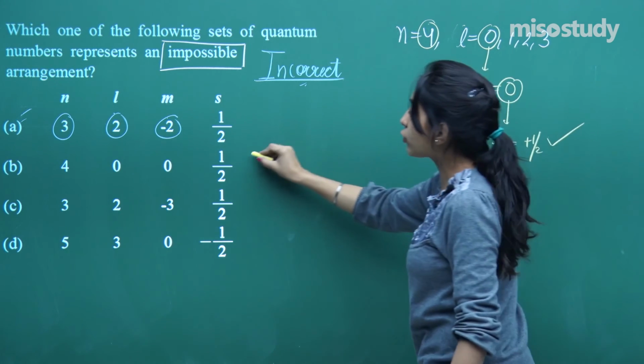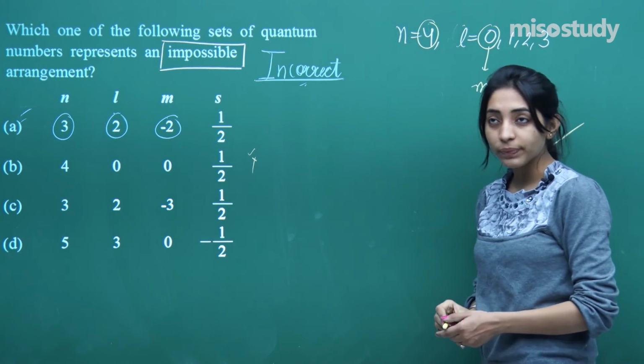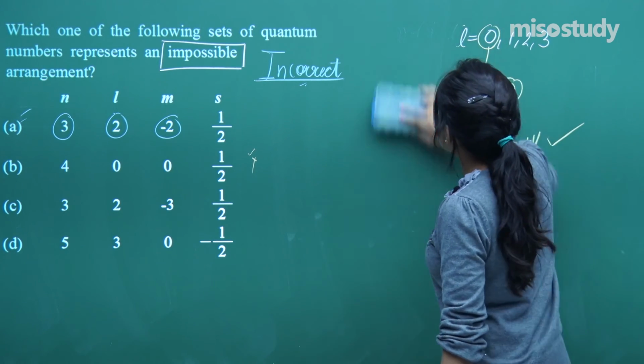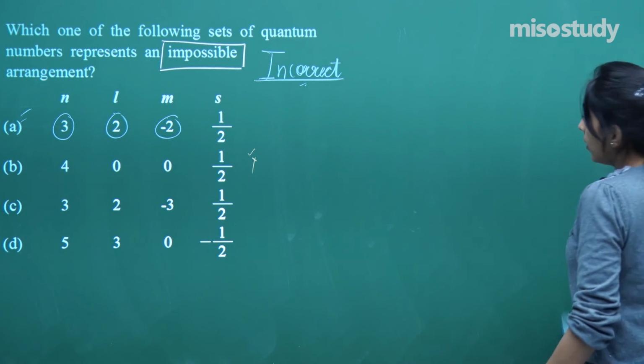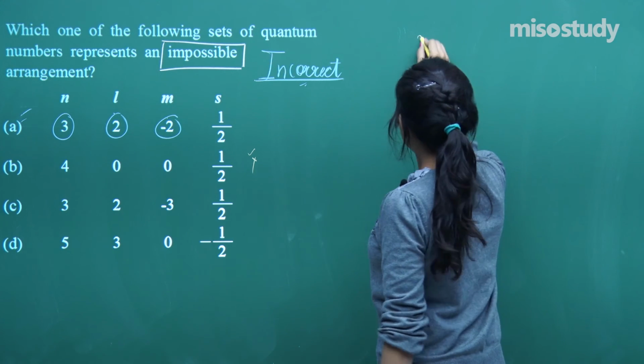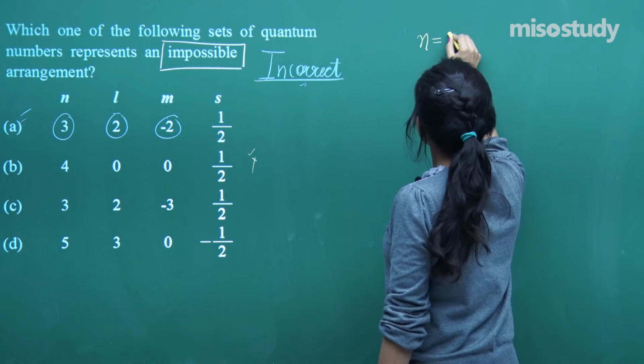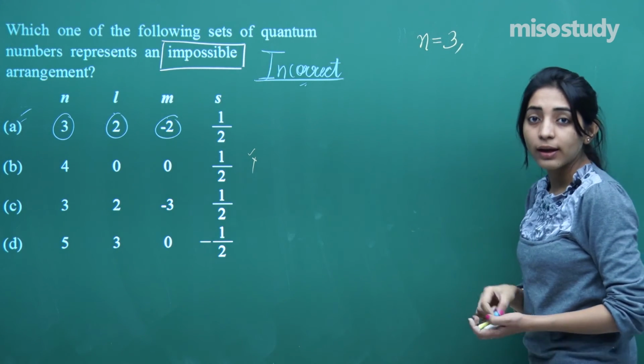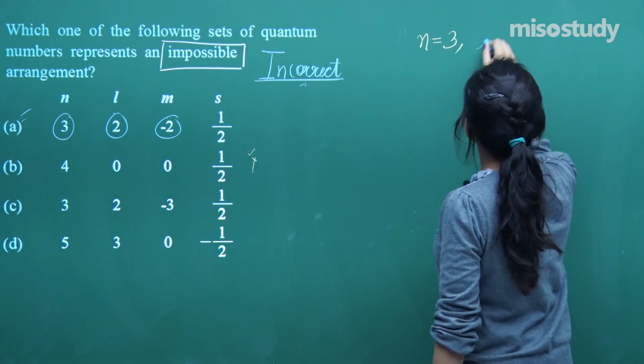Clear? So this is also correct but not the correct answer. Moving on to the third part. The third part says n is equal to 3. So let's do here. When n is 3, what will be the possible value of L?